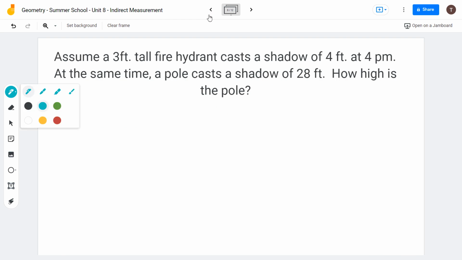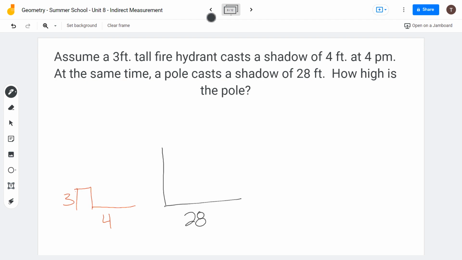So we have a fire hydrant. I'm just going to use red here because fire hydrants are red. 3 feet tall, it casts a shadow that's 4 feet. At the same time over here, we have a pole that casts a shadow that's 28 feet. So I want to know how tall that pole is. I'm looking for the height of the pole. I know the height of the fire hydrant. I know the shadow of the pole, so the pole's staying on top, and the shadow of the fire hydrant staying on bottom.